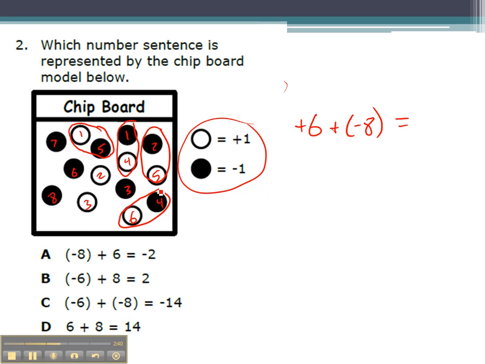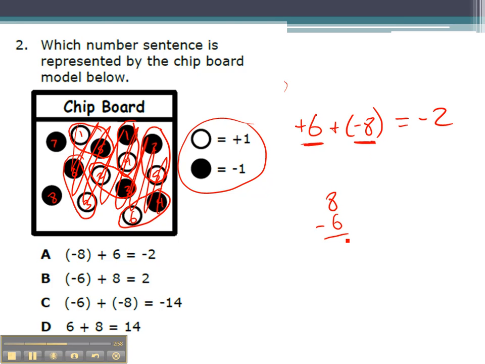So if we circle all the 0 pairs, we know that all the 0 pairs go away, so this whole part of the model goes away because all of that equals 0. We're left with 2 negatives, -2. And then using the rules, we can confirm that. If we're adding and the signs are different, we find the difference. 8 minus 6 is 2.